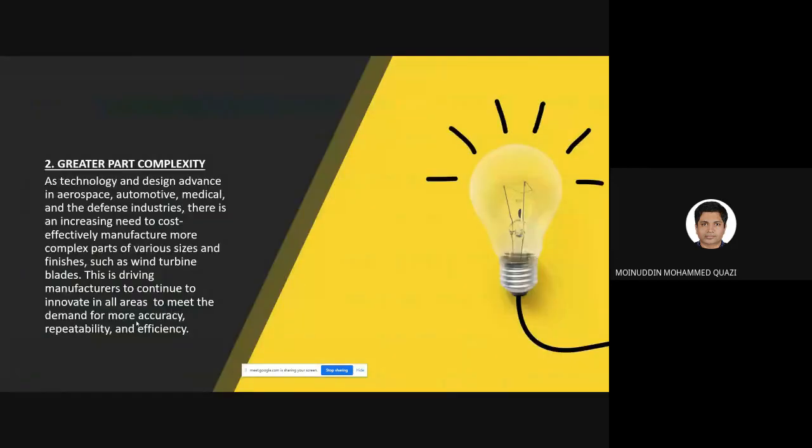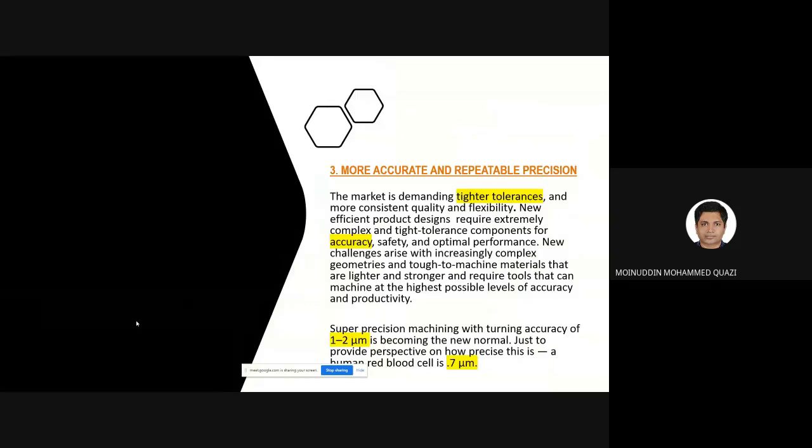Next, with IoT and these technologies, we can make parts with greater complexity and get more accuracy and precision. Nowadays, we can get turning accuracy of 1 to 2 micrometers. How precise is this? This is almost equal to a human red blood cell, because a human red blood cell is 0.7 micrometers. So even at the cellular level, we can have extreme efficiency.